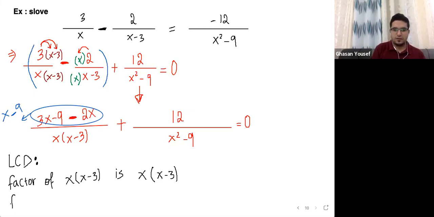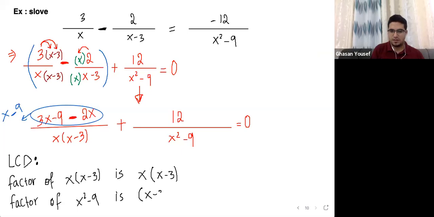Now, what is the factor for the other one, x squared minus 9? Yes, Bilal, this is correct: x minus 3 times x plus 3. Now, what can I cancel out between the two factors? What is the common thing I can cancel? Exactly, x minus 3. This with this will be cancelled.